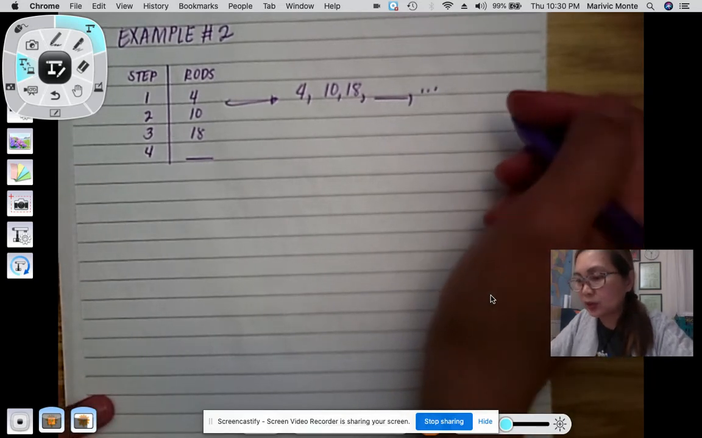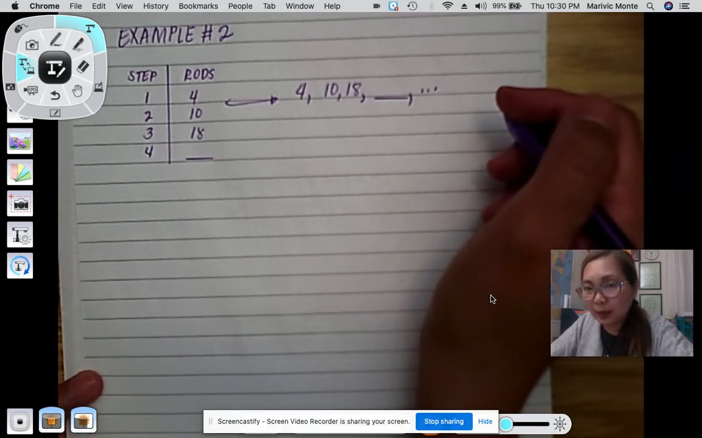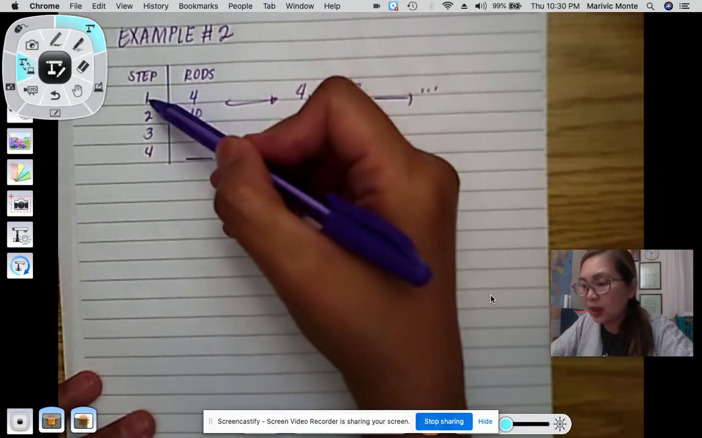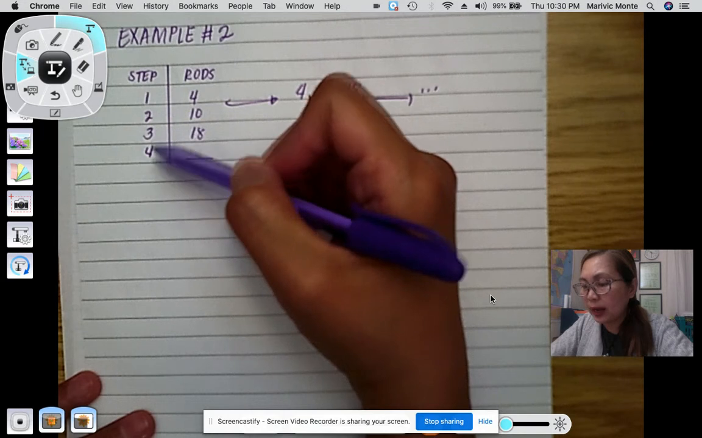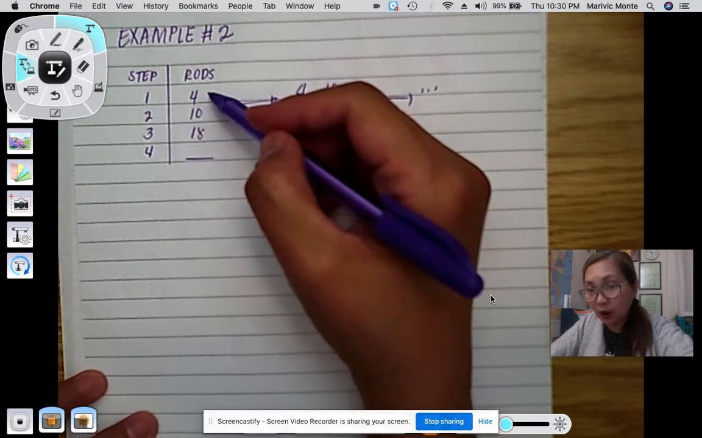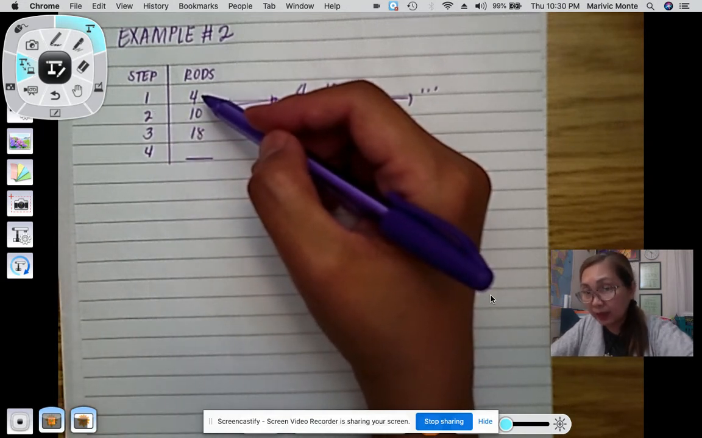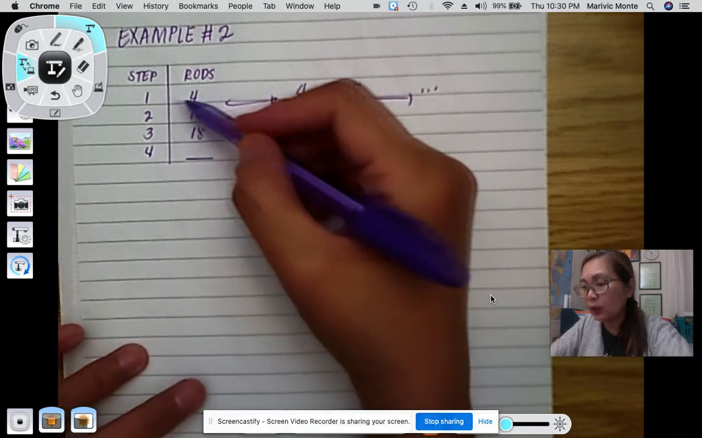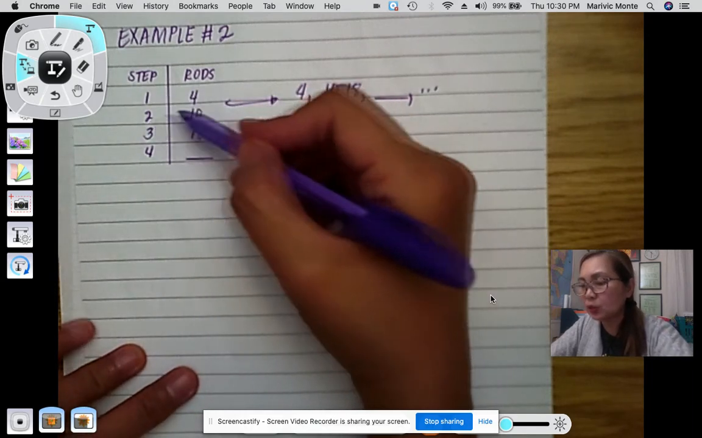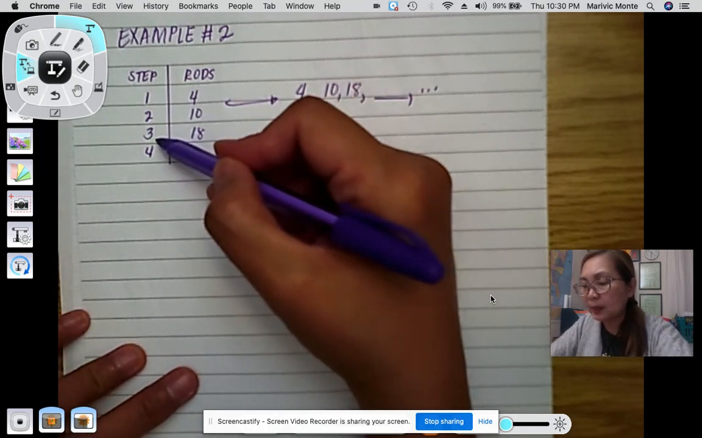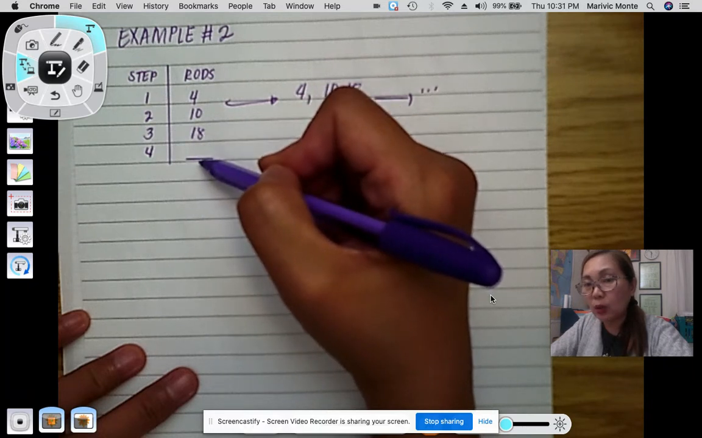Hi, everybody. So here we go with example number 2, which has something to do with steps 1, 2, 3, and 4, and the corresponding number of rods at every step. At step 1, we have 4 rods. Step 2, we have 10. At step 3, 18. And we don't know what goes into step 4.